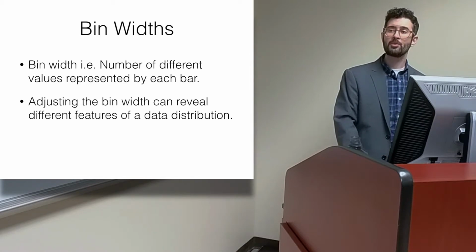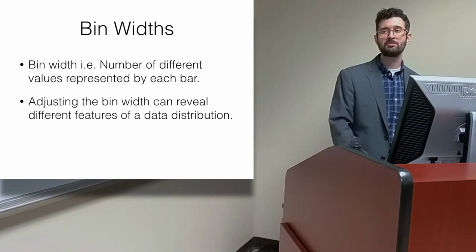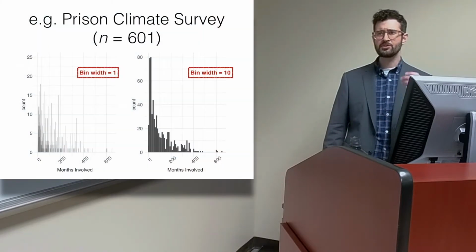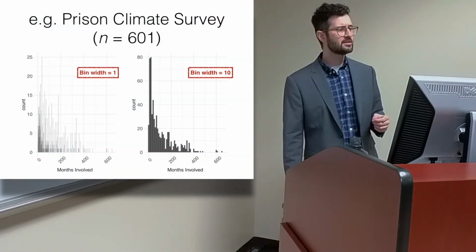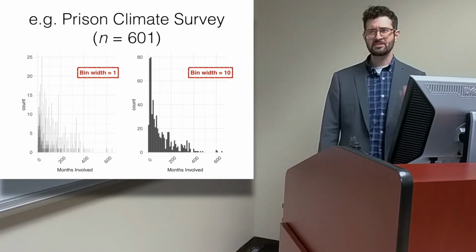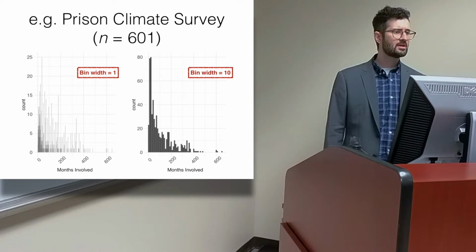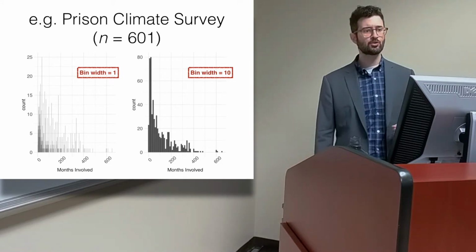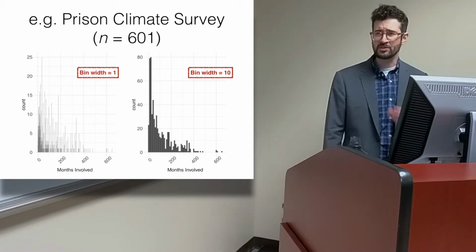So there's no perfect bin width, only perfect bin widths. Here's an example from the Prison Climate Survey. This one's using the full sample of 601 inmates and staff. These data represent the number of months individuals were involved with the prison system.